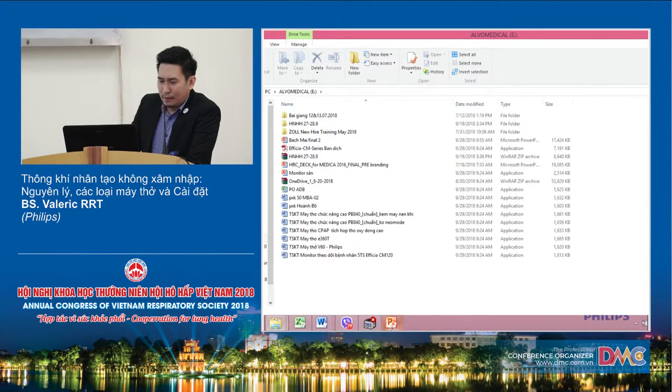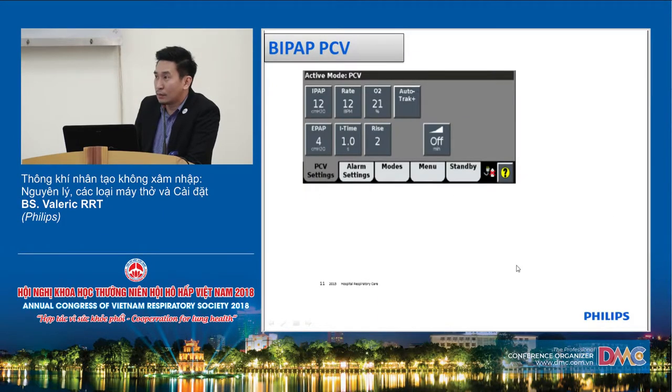Okay, if you want to promote oxygenation for your patient, you have the EPAP, expiratory positive airway pressure. This one is responsible for promoting oxygenation. So you have the IPAP for carbon dioxide removal, and the EPAP for promoting oxygenation.